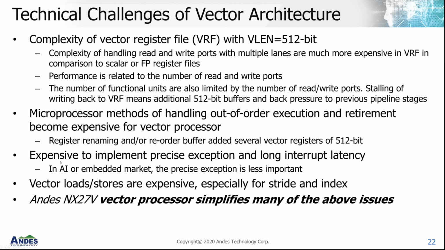And also there is some other difficulty: it's expensive to implement a precise exception. And if you have an interrupt, it may have a long interrupt latency. But luckily in the AI or embedded market, the precise exception is less important. It depends on the case, but precise exception is less important in comparison to the PC or the smartphone market. And in addition, the vector load store is also very expensive, especially when you have stride or index load store, which we will go into more detail in the second webinar.